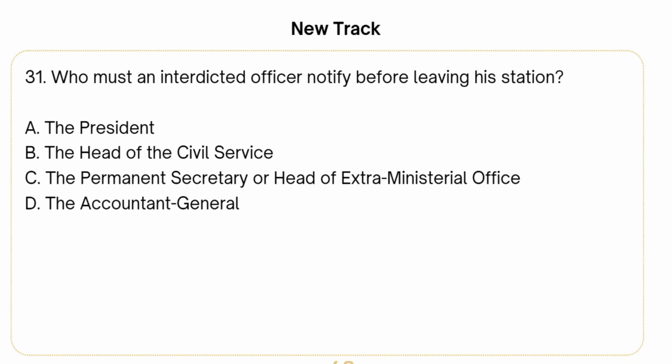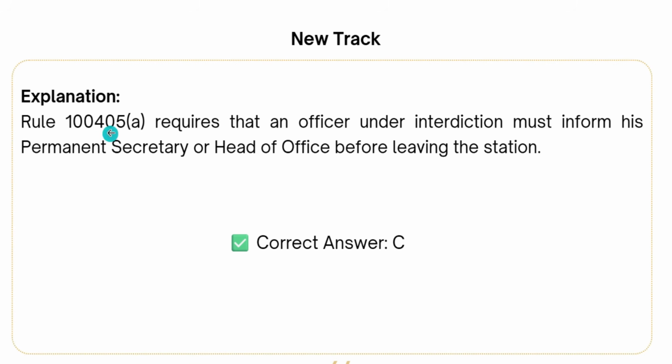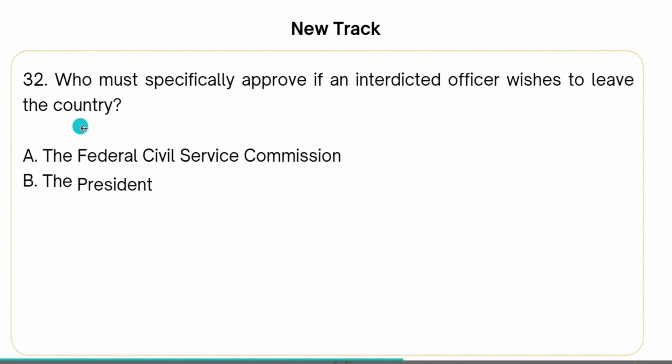So he must notify the permanent secretary of his ministry, and if he is in an agency, he must notify the head of the extra-ministerial office. The rule of paragraph 5A requires that an officer under interdiction must inform his permanent secretary or head of office before leaving his station. Option C.